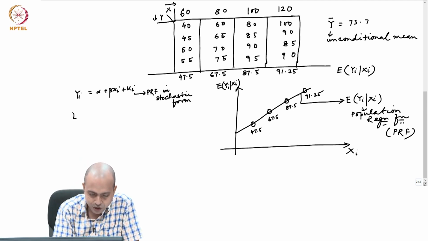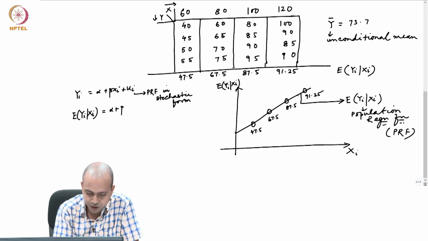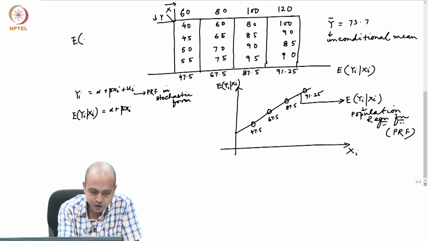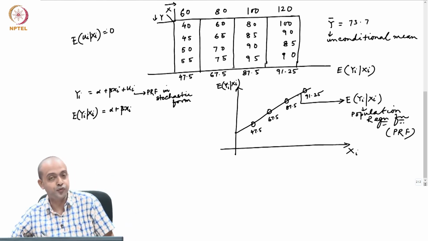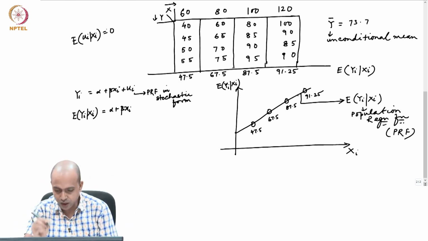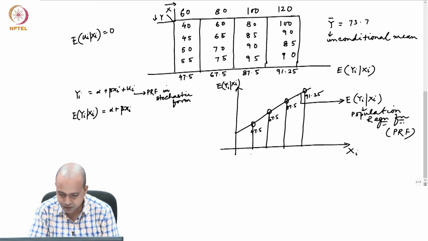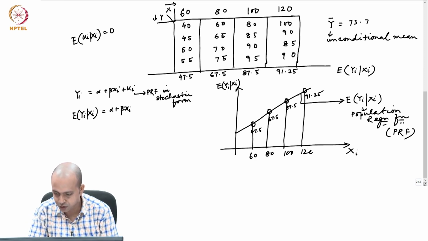If you take the expectation of yi given xi, that becomes alpha plus beta xi. Why is this so? Because we have assumed the expectation of ui given xi equals 0, that is, the mean value of ui equals 0. So, the line we got corresponds to the levels of income: this is 60, this is 80, this is 100, this is 120.